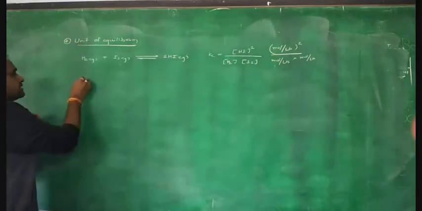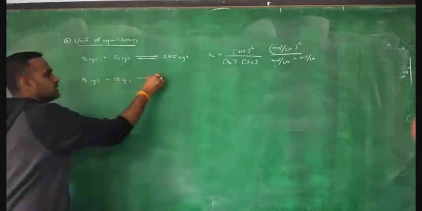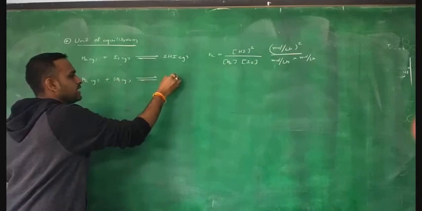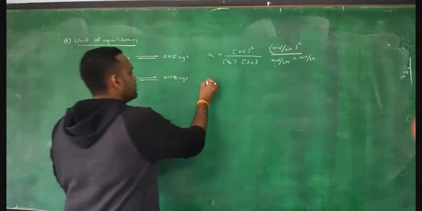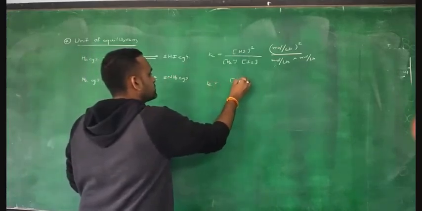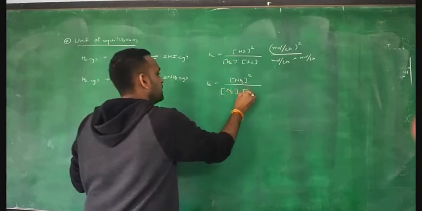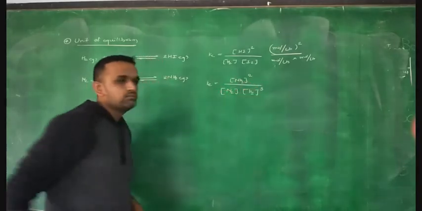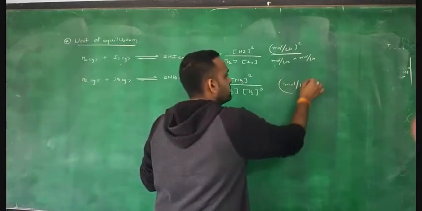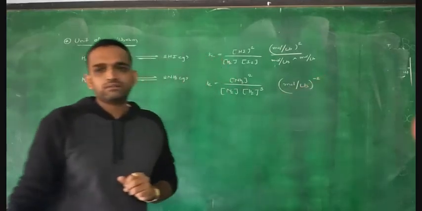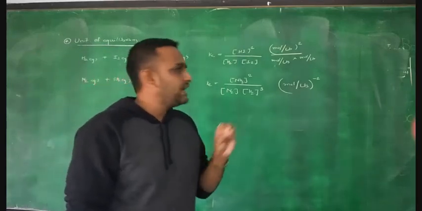If I write N2 gas plus 3H2 gas gives twice NH3 gas, now see what the unit will be. You all know that Kc is equal to the concentration of ammonia square upon the concentration of N2 and the concentration of H2 whole cube. So what is the unit? I can say mole per liter raised to minus 2. Understand? Is it clear? So this is how you can find out the unit for any equilibrium constant.